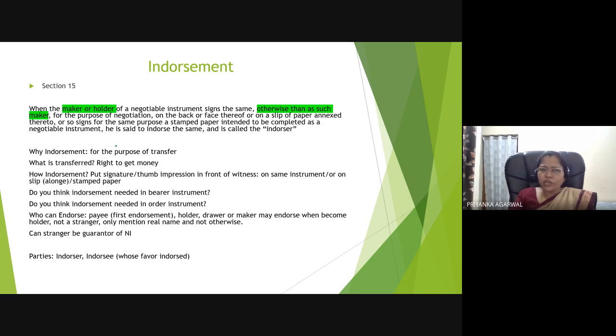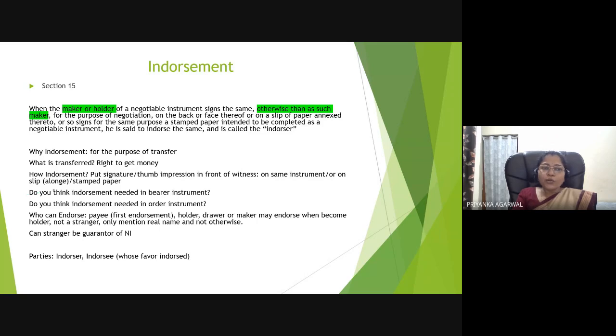I think allonge or allonge, you just check the pronunciation. And instead of attaching that slip, they can also attach a stamp paper. Okay, and there the same process can start. There is no such limit, no number is mentioned in the Act, that only this much endorsement is possible. You can endorse as many times as you want. That can be a possible scenario. Okay, so that's how the endorsement is done.